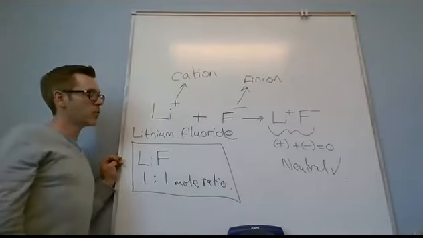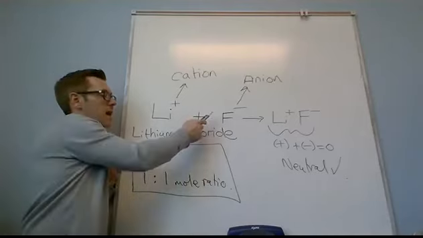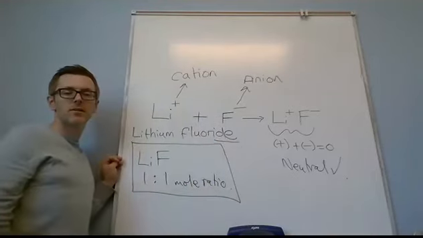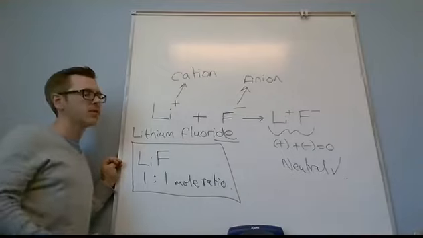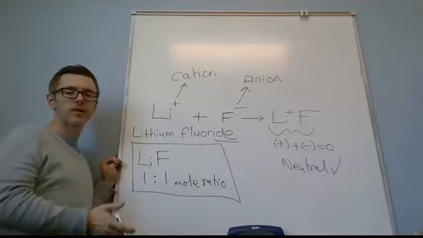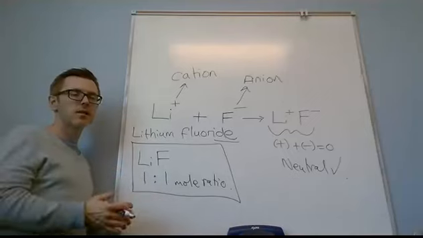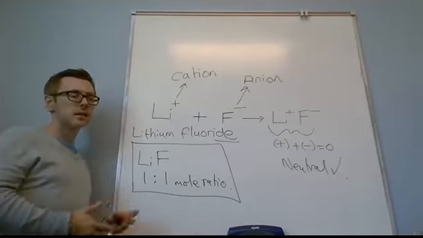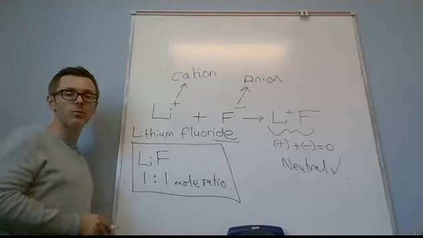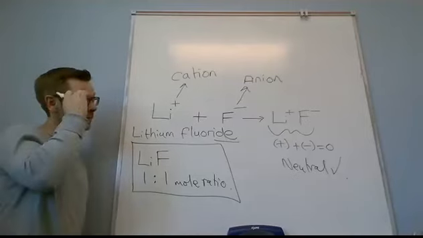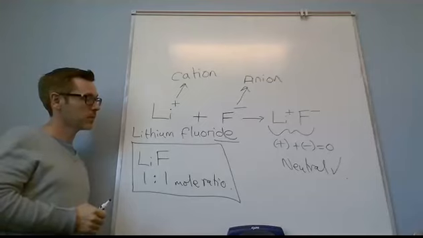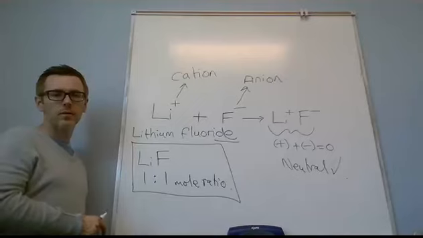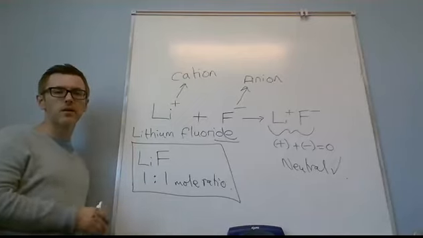The element is called fluorine, but the anion is called fluoride. So we have a different ending that signifies that this is not just a mixture of lithium and fluorine. This is something different. This is a new form of matter that's come together because lithium and fluorine reacted in a 1-to-1 mole ratio. Okay, so that's a straightforward example. I'm going to erase the board and we'll look at another example.